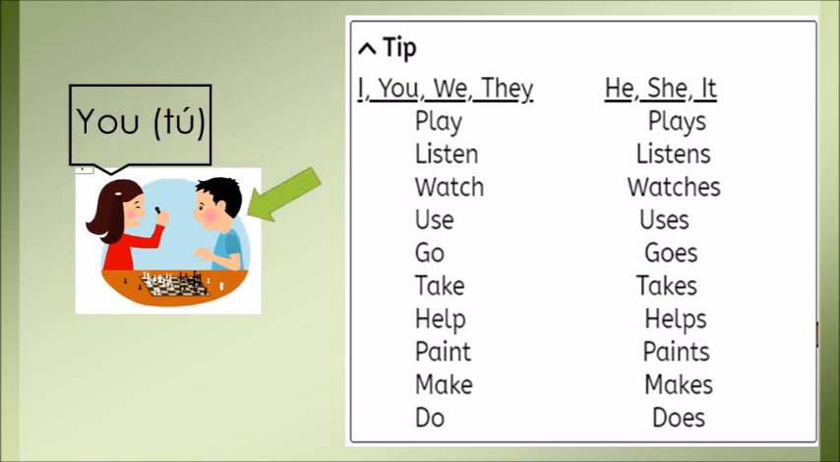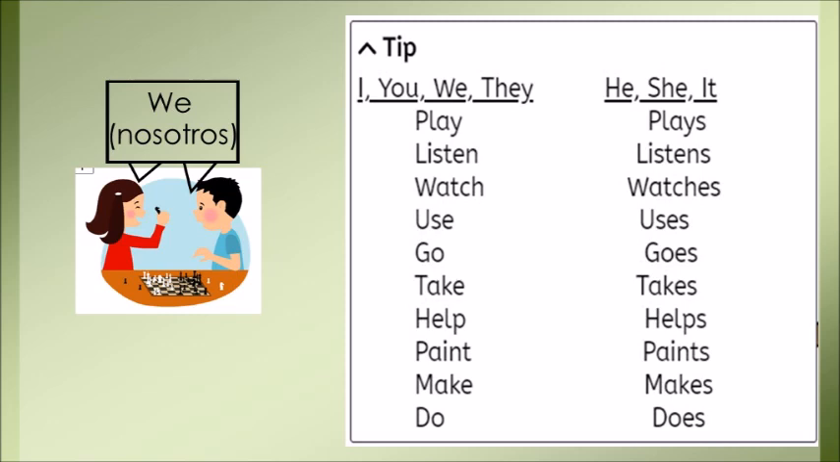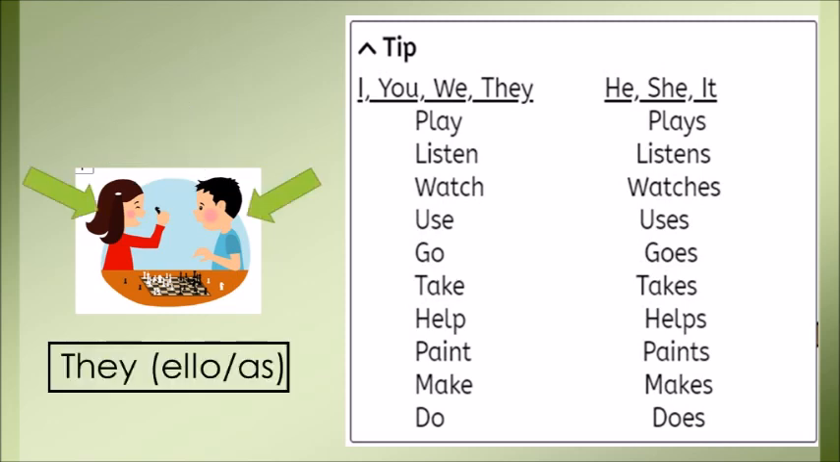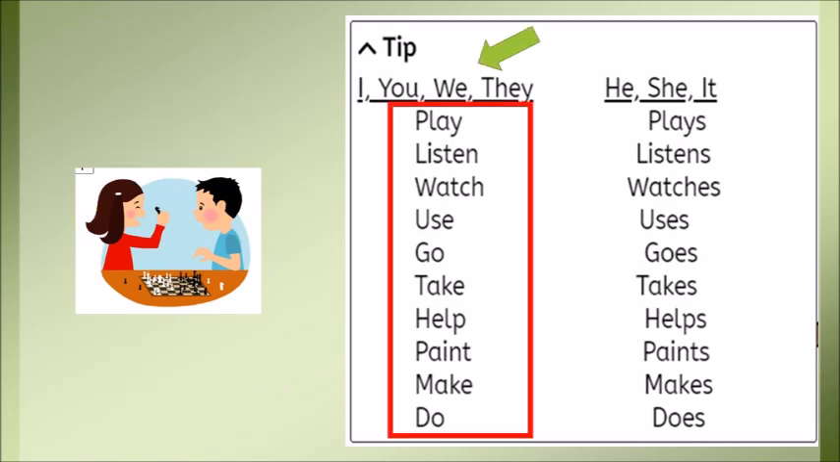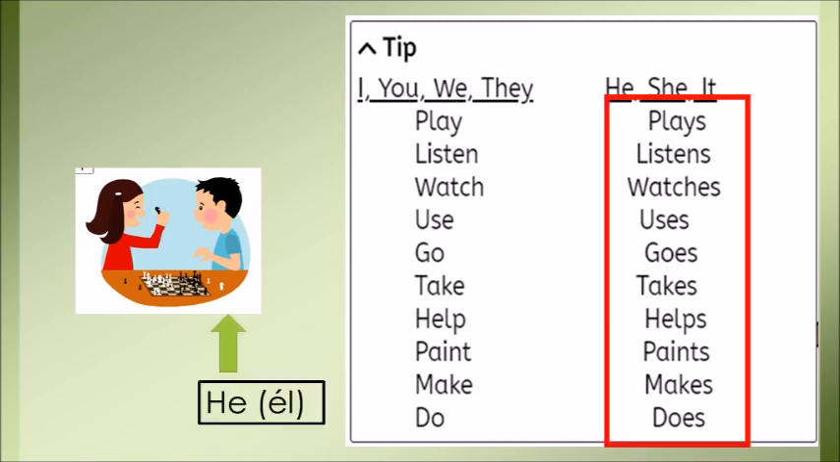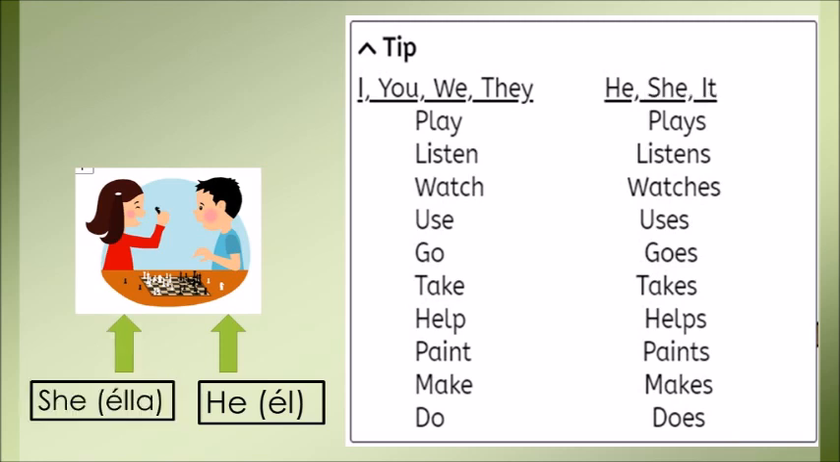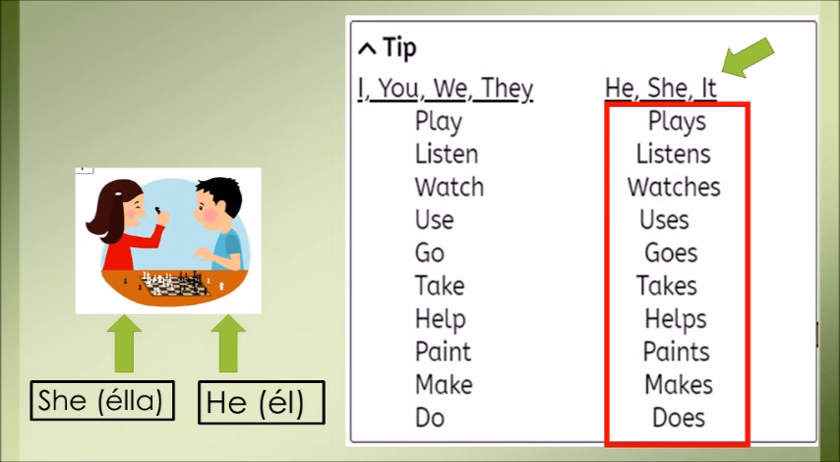I, you, we, they. With these forms, the verb doesn't change. But with he, she, or it, the verb changes. We add an S.